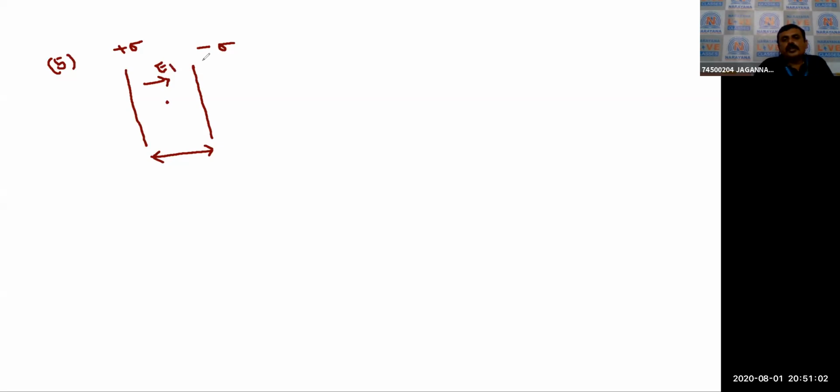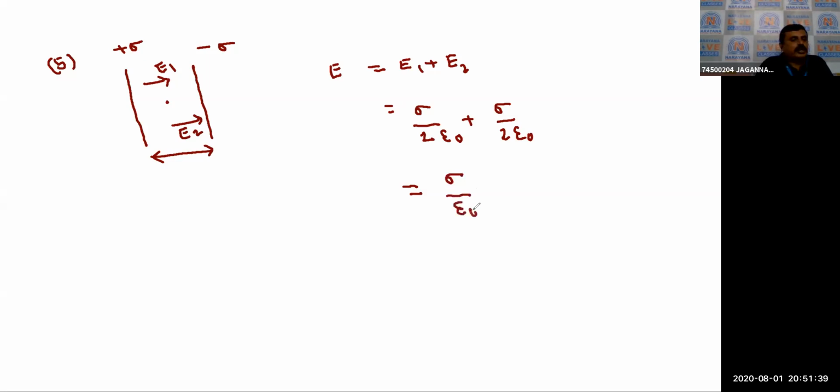Okay, and due to the negative plate, the electric field is also directed into the plate. This is electric field E2. So the net electric field is given by E1 plus E2. E1 value is sigma by 2 epsilon naught, plus E2 value sigma by 2 epsilon naught. No need to use the sign, the sign indicates only the direction of the electric field. So this gives sigma by epsilon naught. This is the net electric field between the two plane sheets.